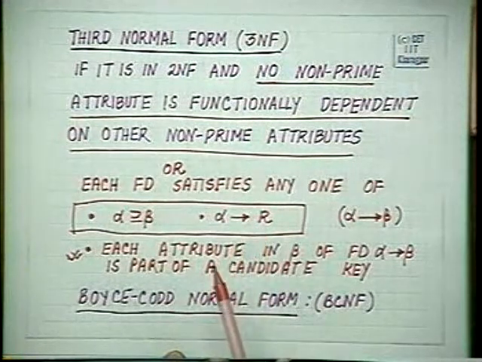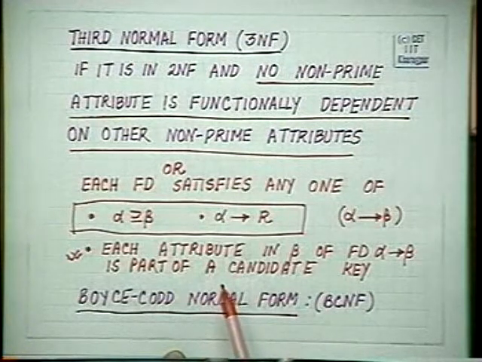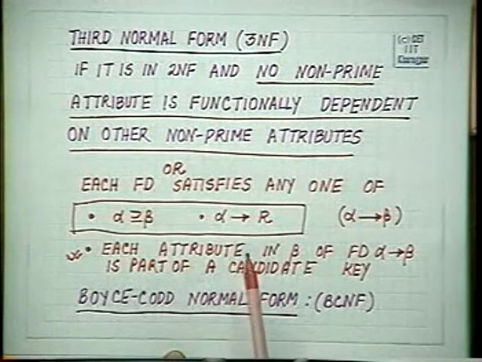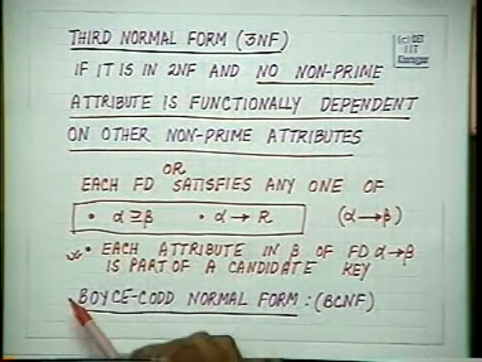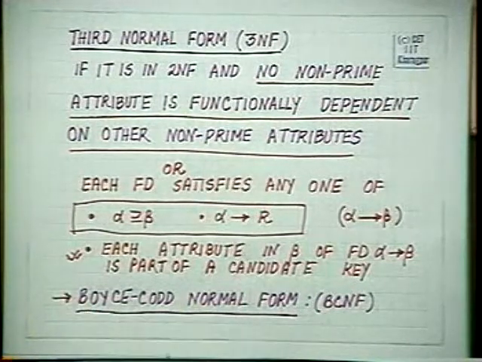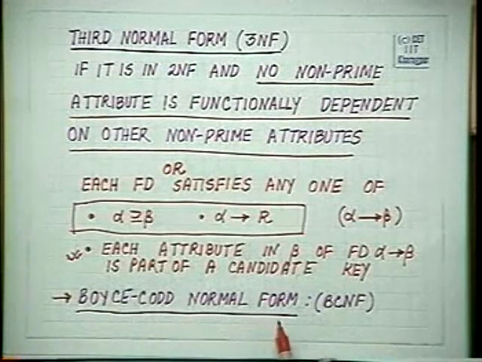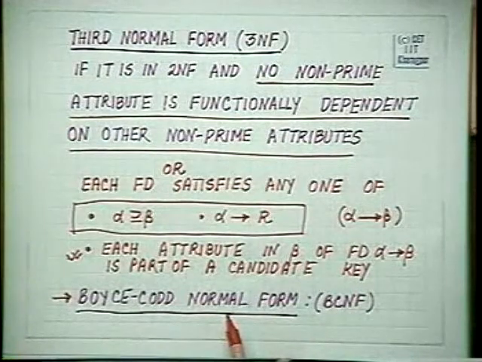And we saw that any relation which is in Boyce-Codd normal form must be in third normal form, and those in third normal form must be in second normal form, and those in second normal form must be in first normal form. Therefore, it is our wish to obtain all our relation schemes in Boyce-Codd normal form, because it has minimal redundancy. And we also want a decomposition which is lossless and preserves all the dependencies.